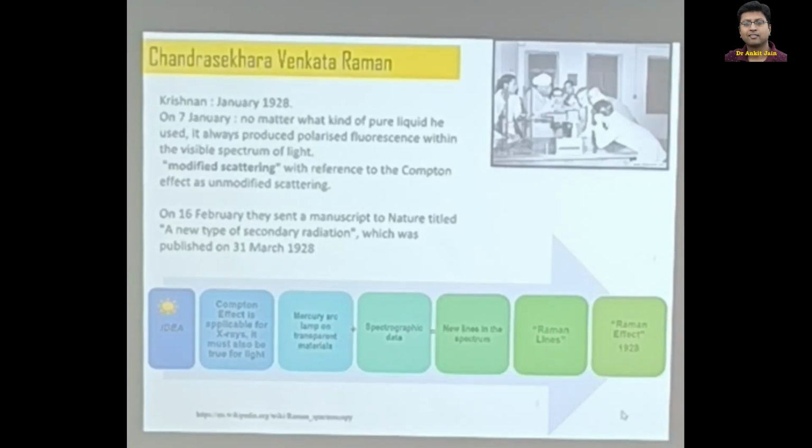And at that time we didn't have CCD cameras or these kinds of cameras. We just had photographic films. And he used the photographic films and a simple mercury arc lamp to see these Raman lines.